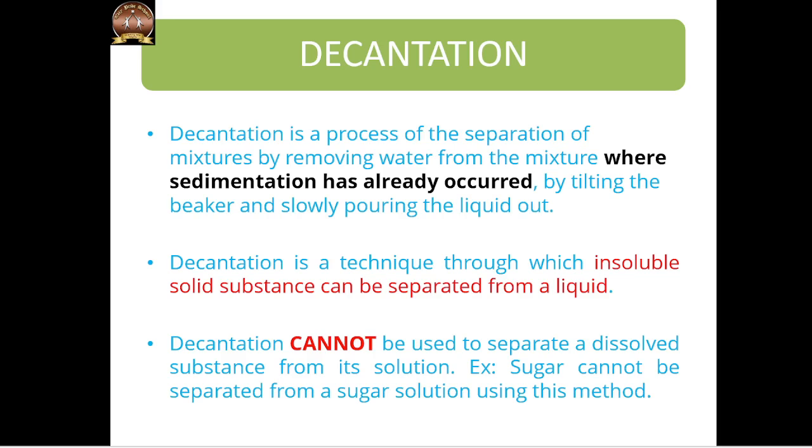Decantation is a process by which this clear water can very gradually be poured out using a glass rod into another beaker or container, and thereby we can achieve the separation of the sediment from the clear water. So decantation is a technique through which the insoluble solid substance can be separated from a liquid following the process of sedimentation. So remember that decantation is always a process that follows sedimentation.